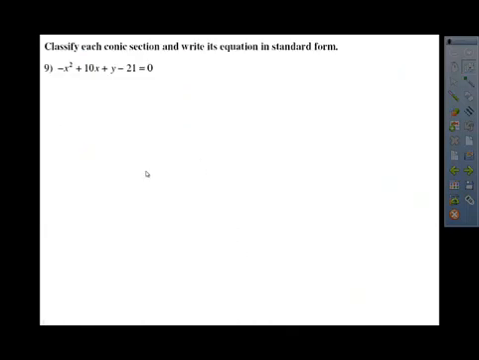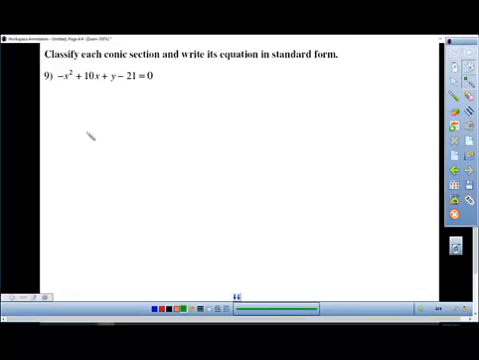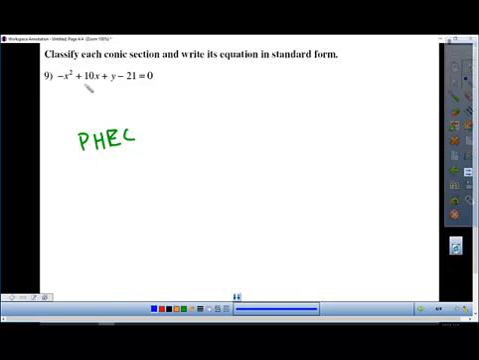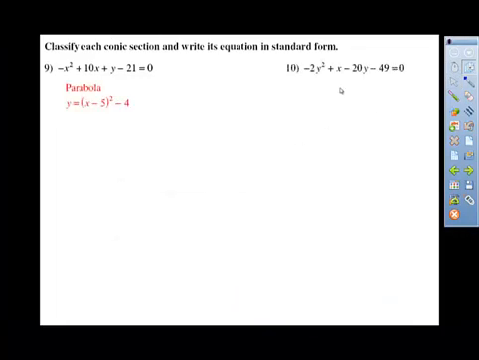Alright, so let's try real quick, a little bit of a review. What is this one? Is it a parabola? Is it a hyperbola? Is it an ellipse or a circle? So what I think you guys should do is write this down. Is it a parabola? Does it have one squared variable? Yep, so it's a parabola. Make sense?